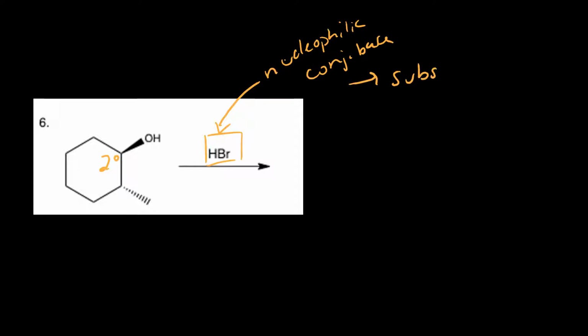Again, another secondary alcohol. This time we're treating with HBr. This one does have a nucleophilic conjugate base, so this is used for substitution. And it's going to be a bromine substituting for an OH group. It does go through a carbocation, so we're going to need to consider that. Let's take a look at what this would look like.